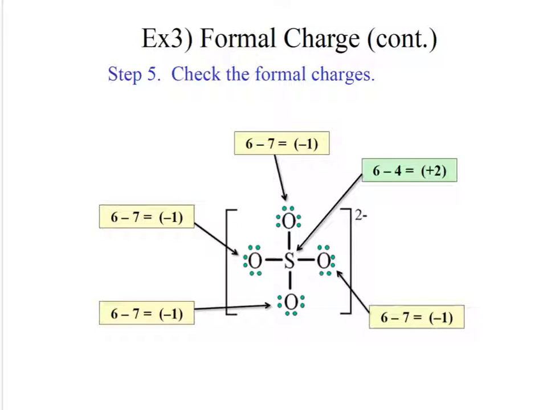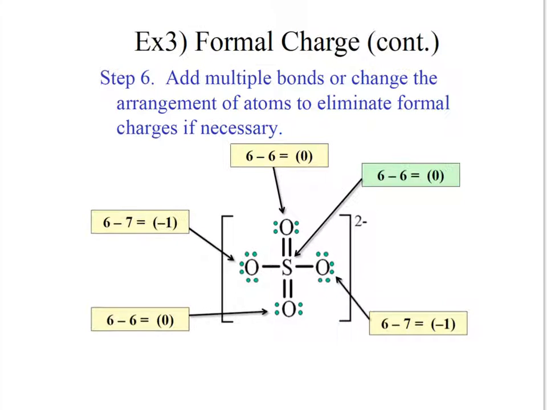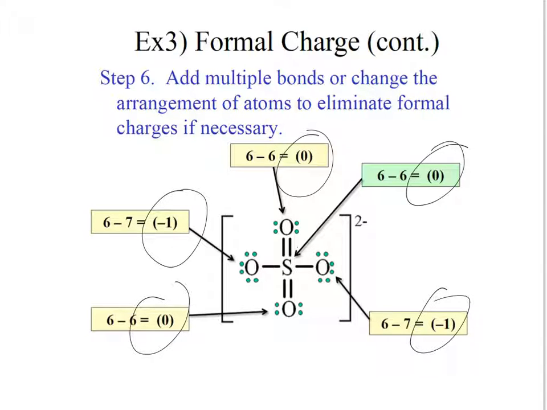Okay. So here we've got the sulfur with a +2, and all the oxygens have a -1. So this is probably not a very good structure. This is better. Since sulfur is in that third row, it can have an expanded octet. And when we allow sulfur to expand its octet and have 10, 12 electrons around it, look at our formal charges. A lot more zeros, and the negative ones are on the oxygen, and oxygen loves to be negative. So this is a more likely structure.